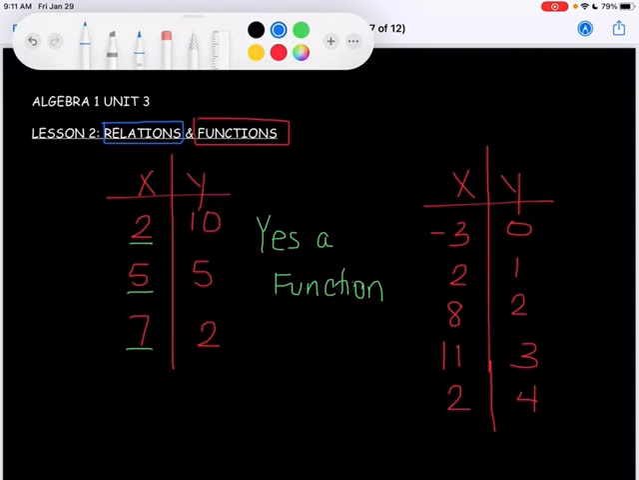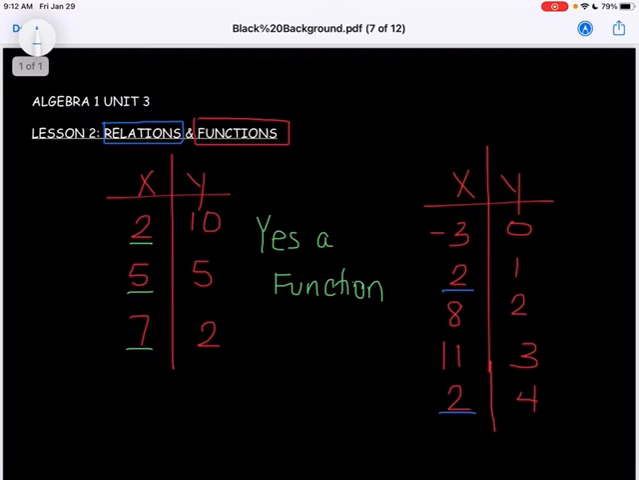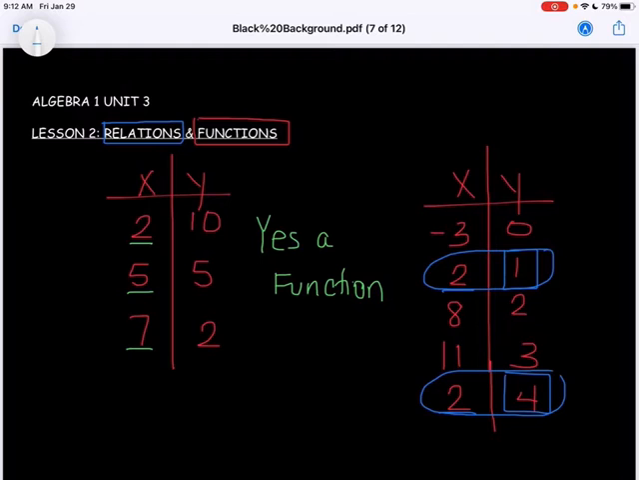So I look for repeats in the x column. And I see that 2 is in there twice. So I look at the y values that go with these, since it's the same x, and you notice that there's 2 different y values that go with the number or the input 2. That can't happen if it's a function. So this is not a function here.